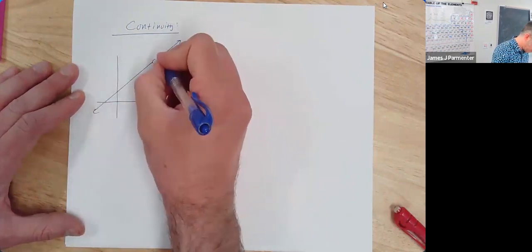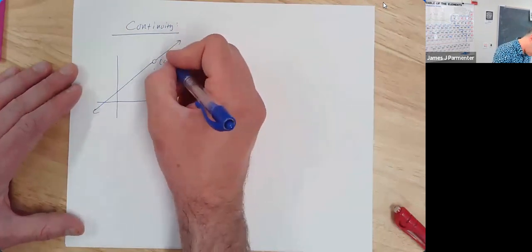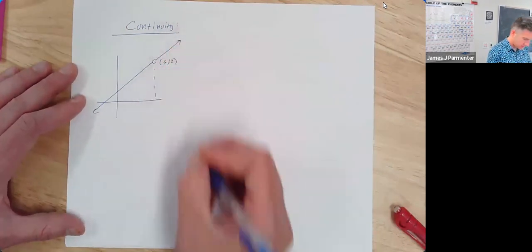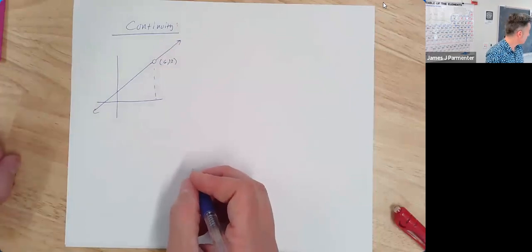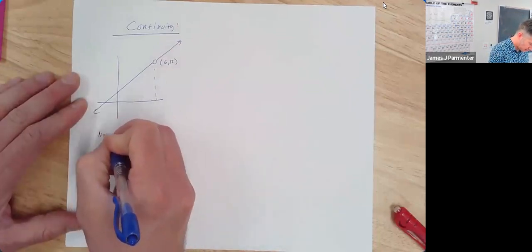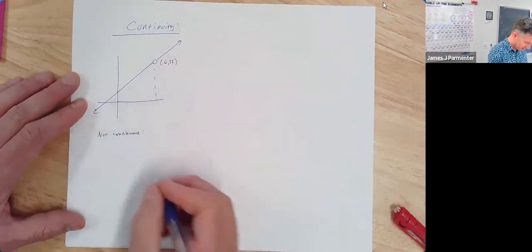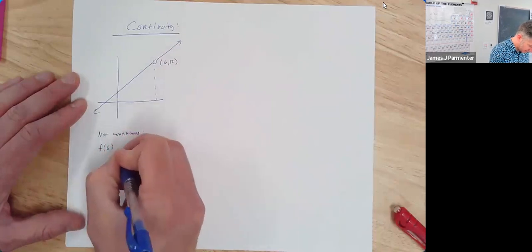Let's say this point, I don't really care what this point is. Let's say this is the point (6, 12). This function is not continuous. Specifically, the reason it's not continuous is f of 6 is undefined.